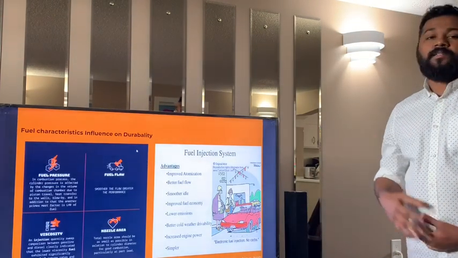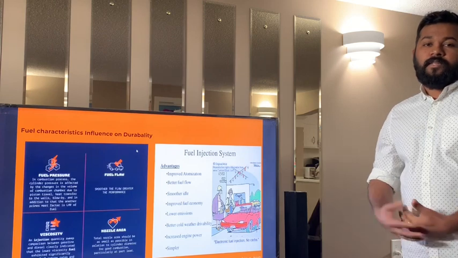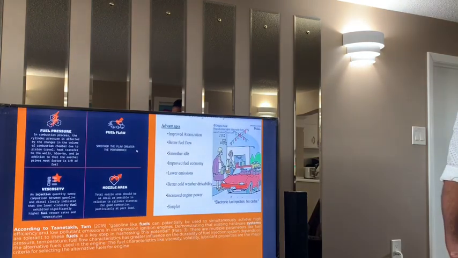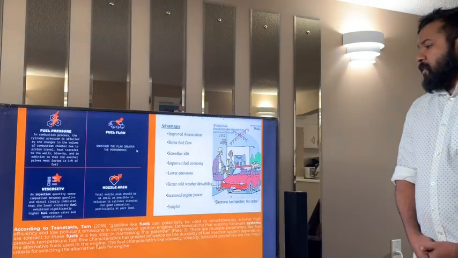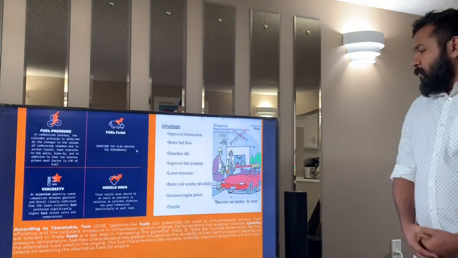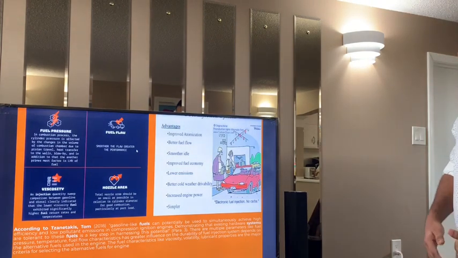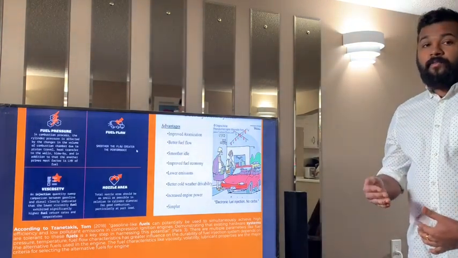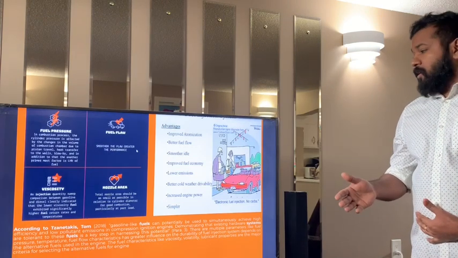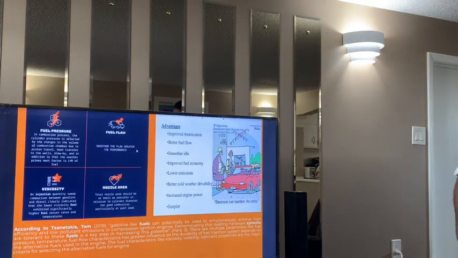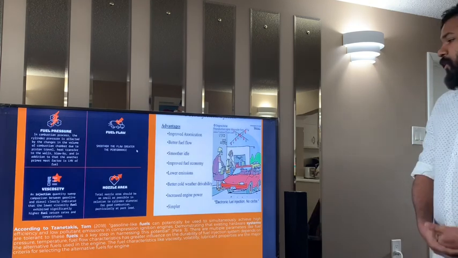Fuel injection systems are simpler to use, and the design characteristics of fuel injection systems are major in that criteria. We got an article from the library that according to Tom in 2018, gasoline-like fuels can potentially be used to simultaneously achieve high efficiency and low pollutant emissions in compression ignition engines. So gasoline-like fuels can be used to achieve less pollutant emissions in compression ignition engines, according to Tom.